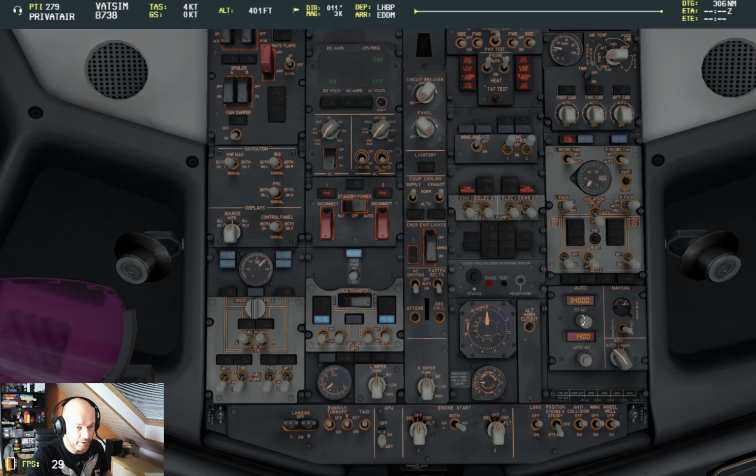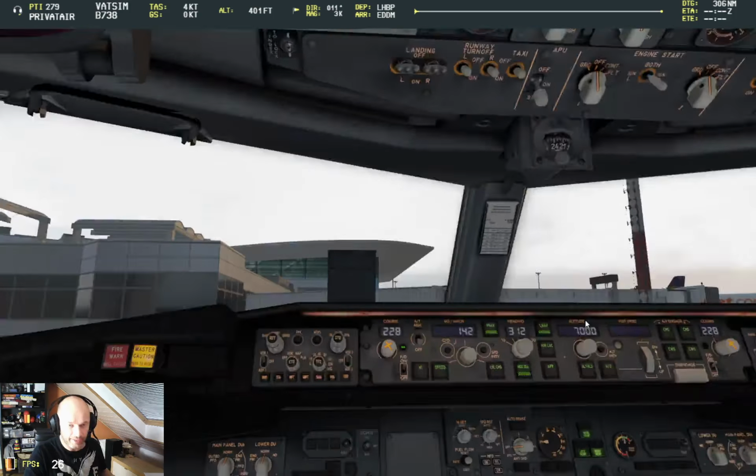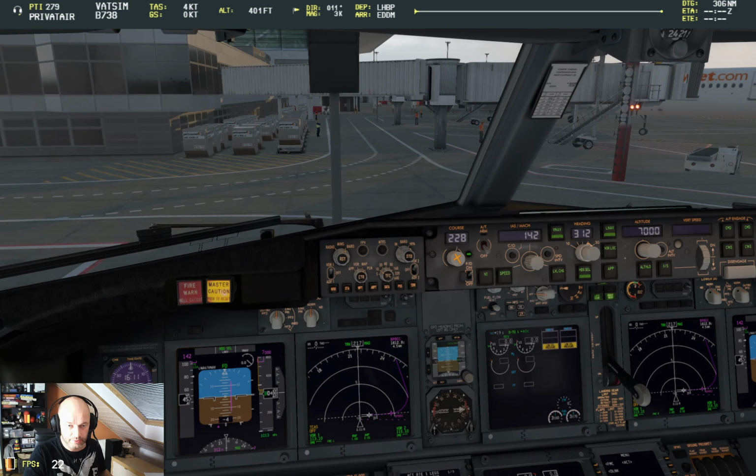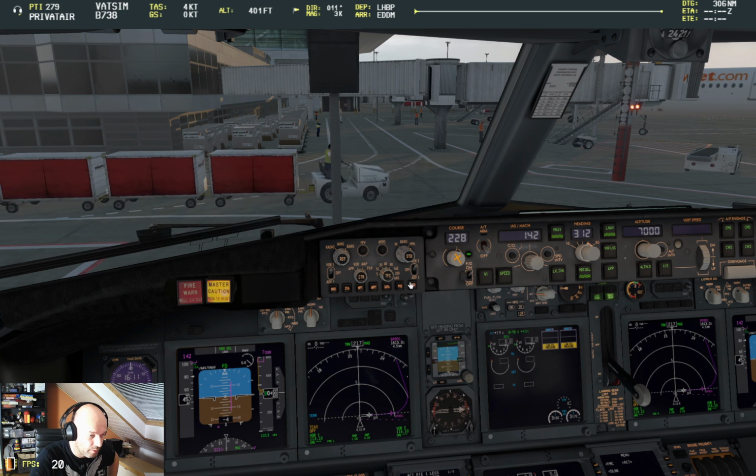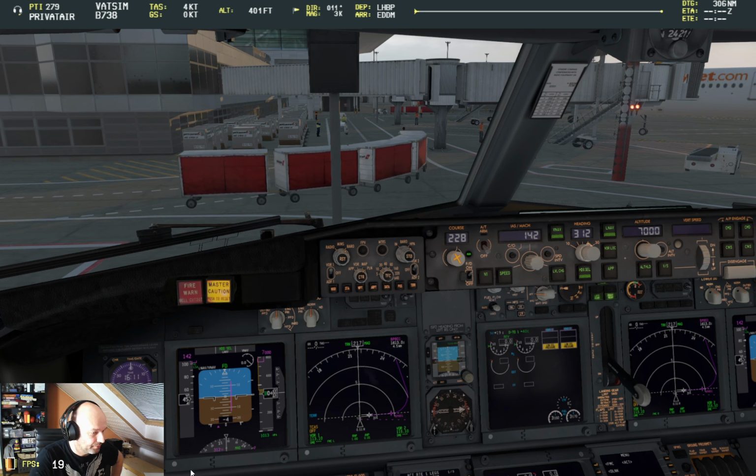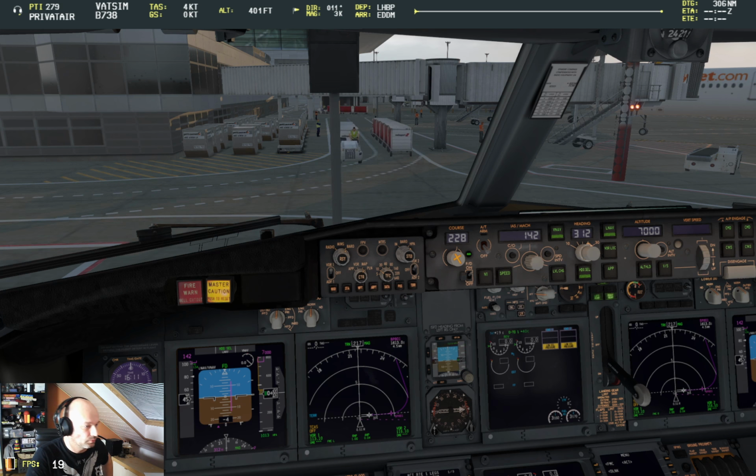Level 340, and the landing elevation is... Let's have a look. Where can we find that information, my friends? You can find it in Sim Toolkit Pro.